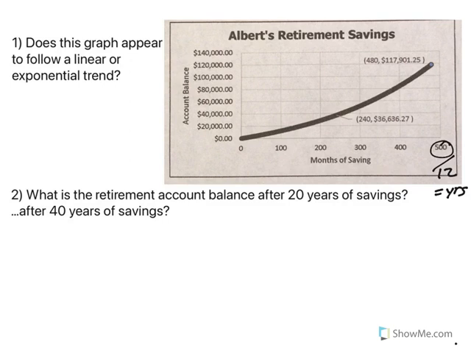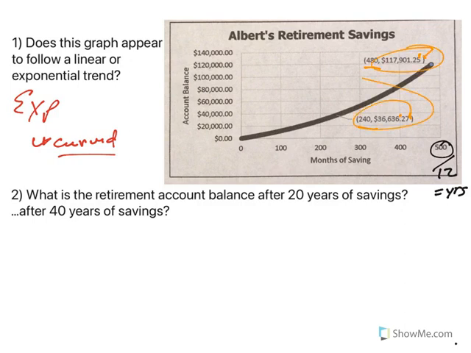So number one, does this graph appear to follow a linear or exponential trend? So remember that linear would be a straight line. Exponential has a curve. So we would say this is exponential because it does have a curved approach. It is not, in fact, a completely straight line. And if it was linear, when you look from 240 months to 480 months, the result should double. Well, we can see pretty clearly that it does not just double.